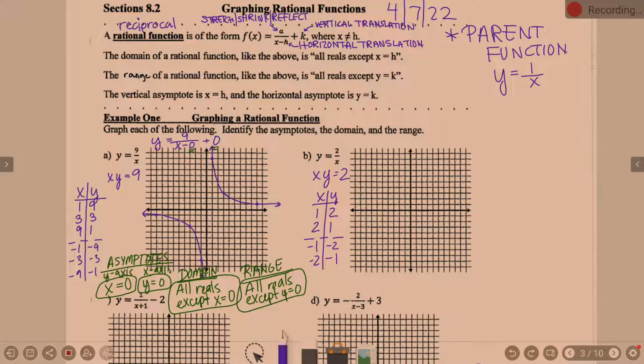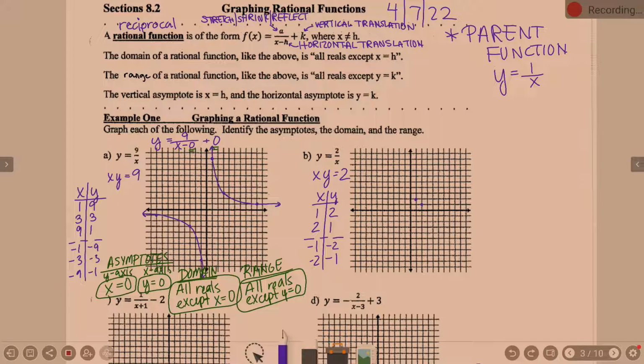Okay, with that in mind, let's graph this. Where's 1, 2? Right 1, up 2. Where's 2, 1? Right 2, up 1. Those are the only 2 dots we get for that piece.